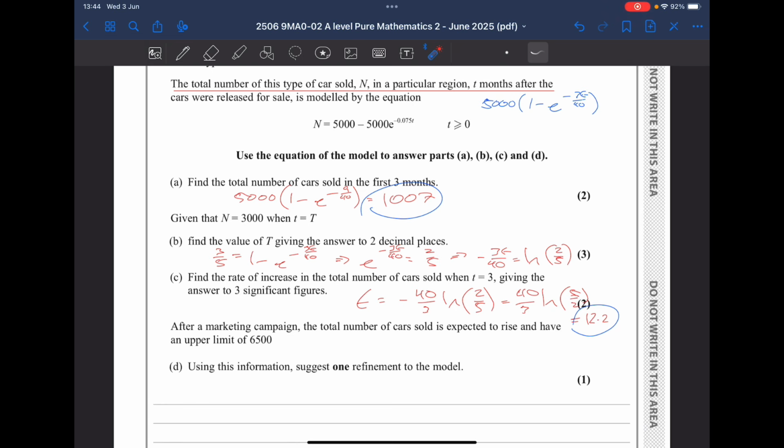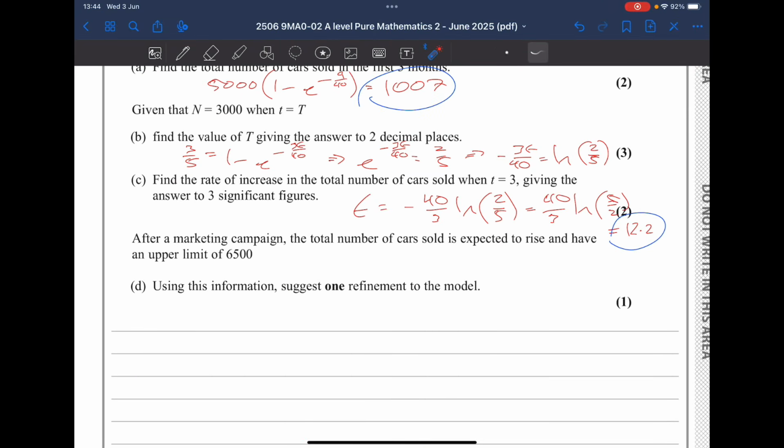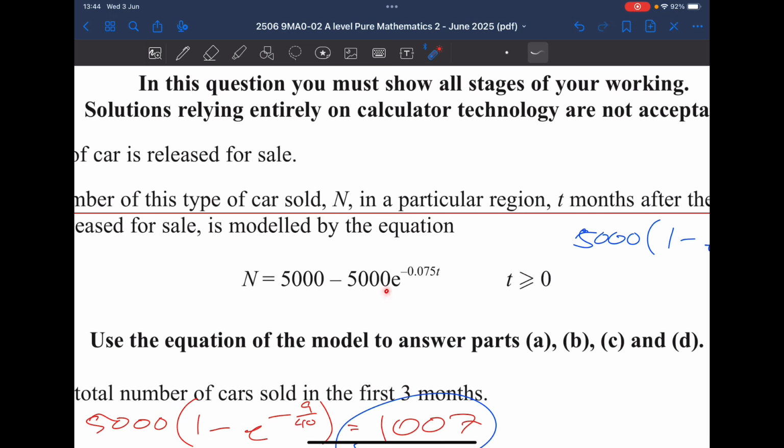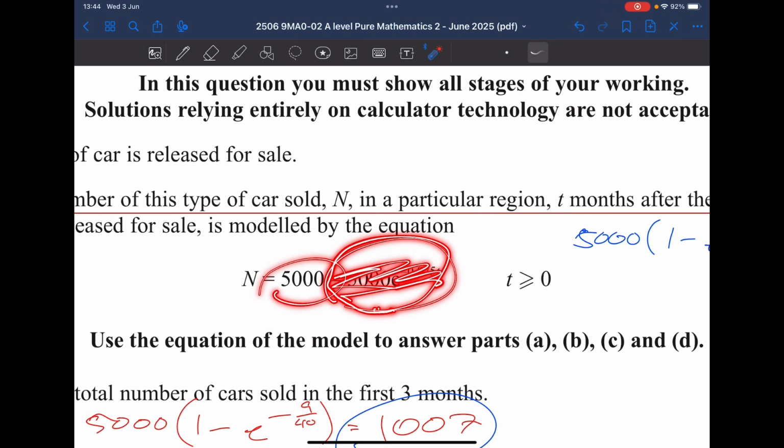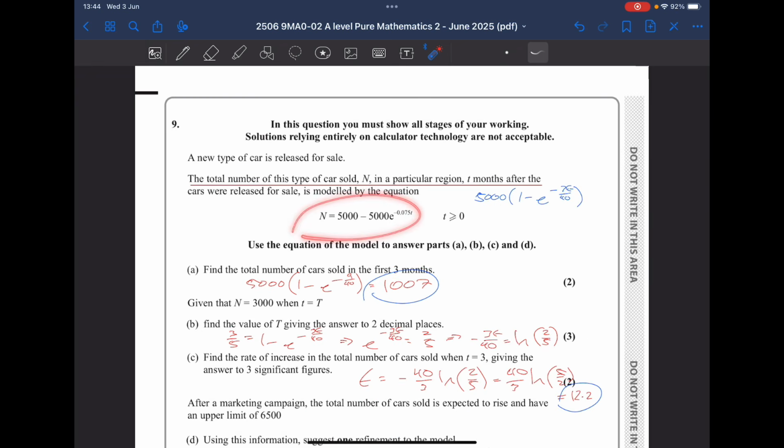So after a campaign, the total number of cars sold is expected to rise and have an upper limit of 6.5 grand. Use this information to refine the model. Well, the 5 grand is what they're capping out at. The way to view it: this e term is always positive, and 5,000 is always positive too. If you take that negative, this thing is always negative. So you're always taking something away from 5,000, and at no point could you be bigger than 5,000. That's what it's saying there.